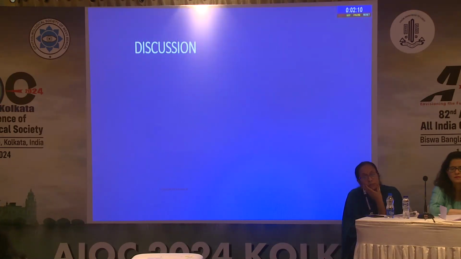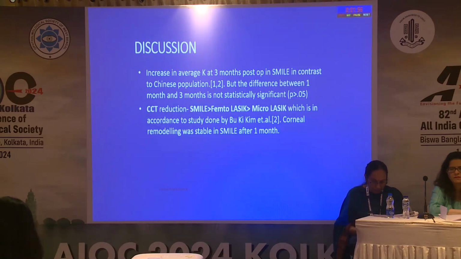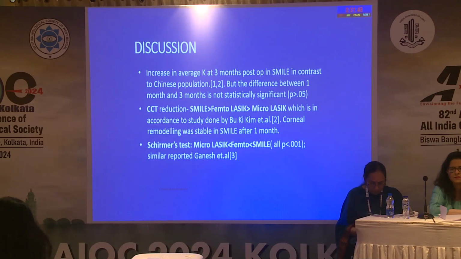Similar reports were seen in the Chinese population. There was an increase in average K at 3 months post-operatively in SMILE in our study, in contrast to the Chinese population, but the difference between 1 and 3 months is not statistically significant. Pachymetry reduction was highest in SMILE, in accordance with the Chinese study, but corneal remodeling was stable in SMILE after 1 month. The Schirmer's test was least in the microLASIK group, and similar reports are seen by Ganesh et al.